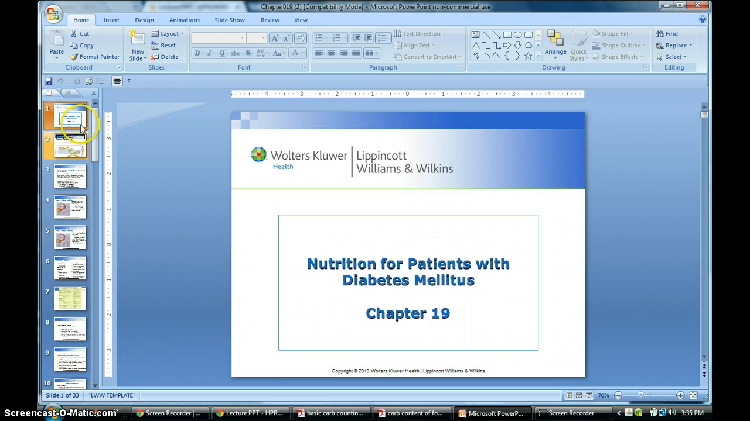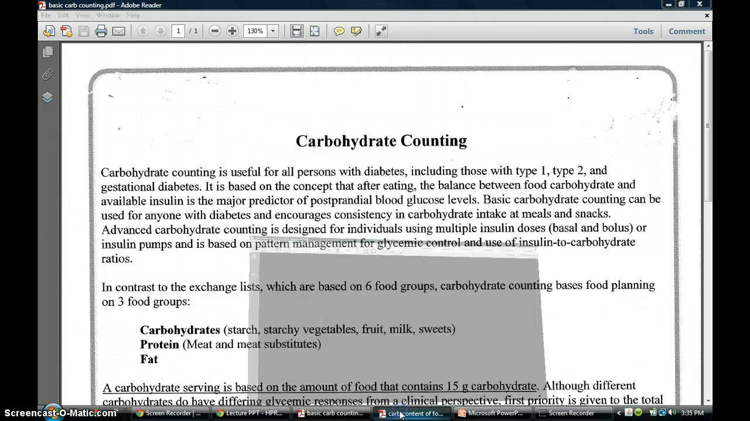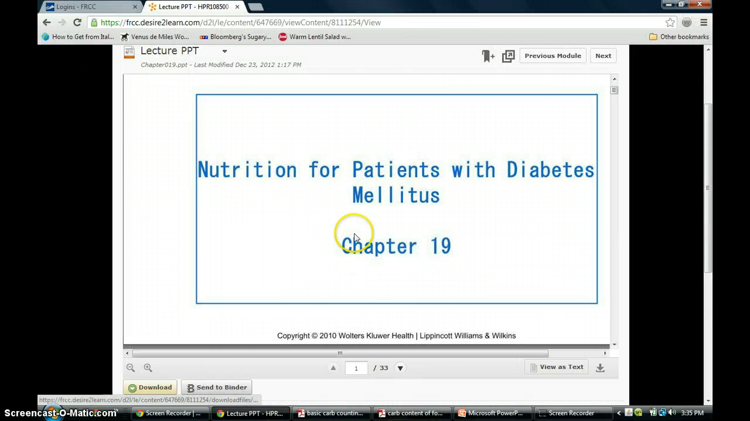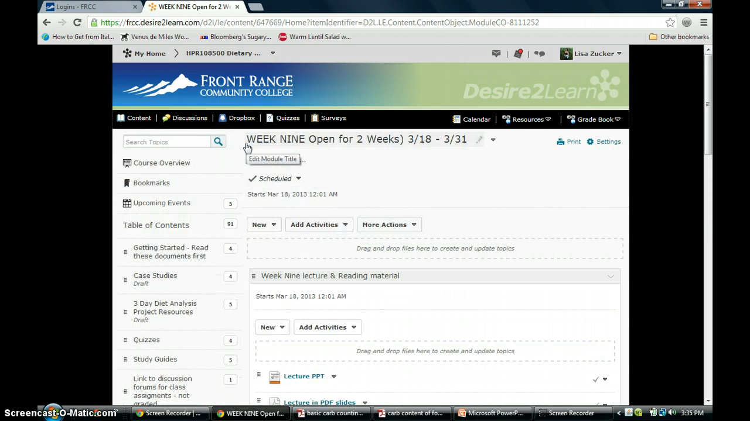So this week, I just want to show you, there's the PowerPoint for this week, and then under the content section, there are a whole bunch of documents on carb counting. This is really the cornerstone for diabetes management. In the book, they really go into all these different ways of dietary intervention with diabetes. Carb counting is the only thing I have used.